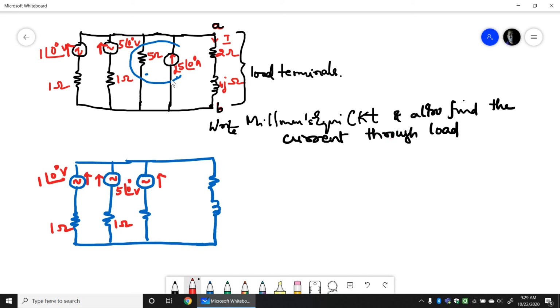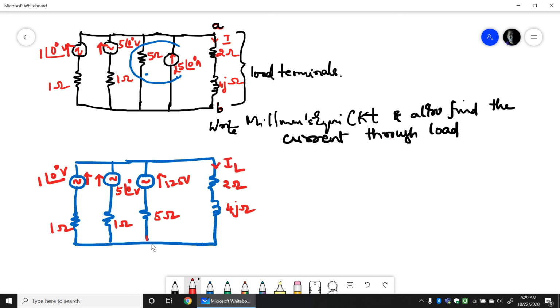Now if I convert this current source to a voltage source, then V equals I into R. So I have 25 into 5, which becomes 125 volts, and this is 5 ohms, and this remains as 2 ohms and 4j ohms. And this is the load where I need to find out what the load current is.